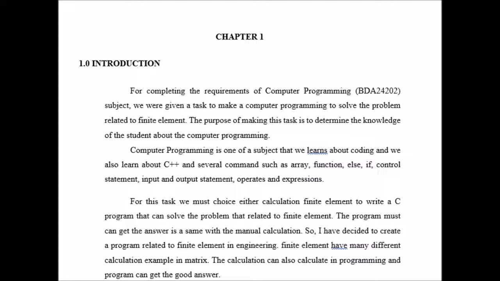I will present my individual assignment for the subject Computer Programming. For my introduction, this is for completing the requirement of the Computer Programming subject. We were given a task to make a computer program to solve a problem related to finite element. The purpose of this task is to determine the students' knowledge of computer programming.